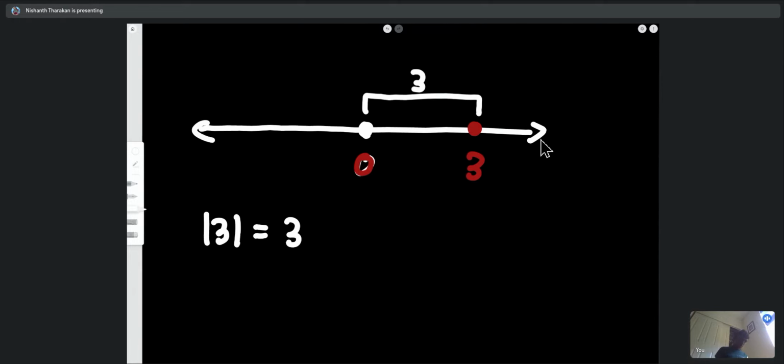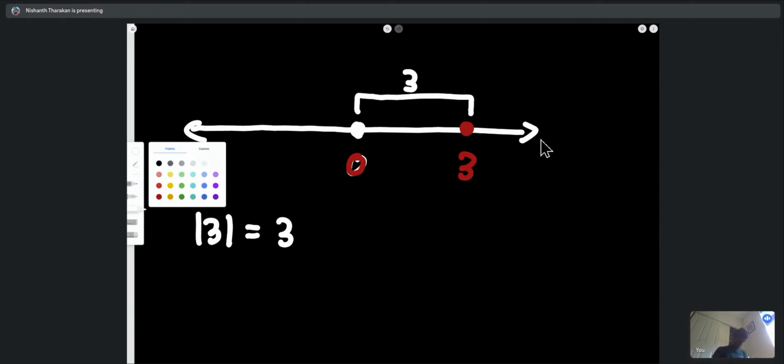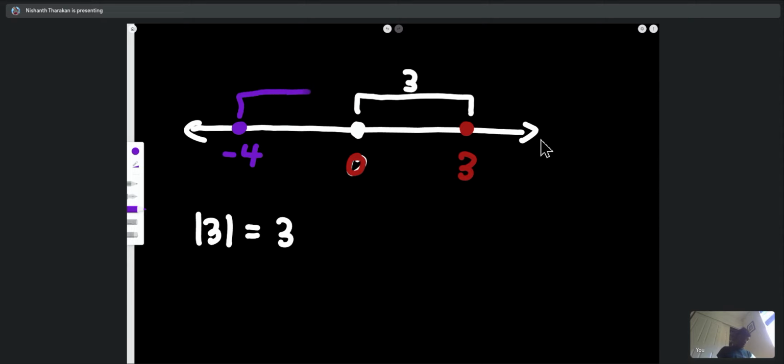But let's say we have a negative number now. And let's say this is negative 4. The distance now is 4 because we're 4 away from 0. And so the absolute value of negative 4 is 4.